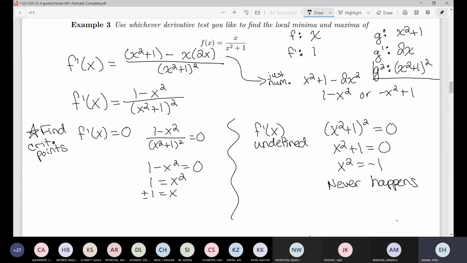You might also just recognize that if you have x squared plus 1, x squared is always positive. So you're going to have a positive number plus 1, or 0 plus 1, which is 1. So that's never zero. If you recognize that too, you can just skip it. But anyway, that's the algebra.